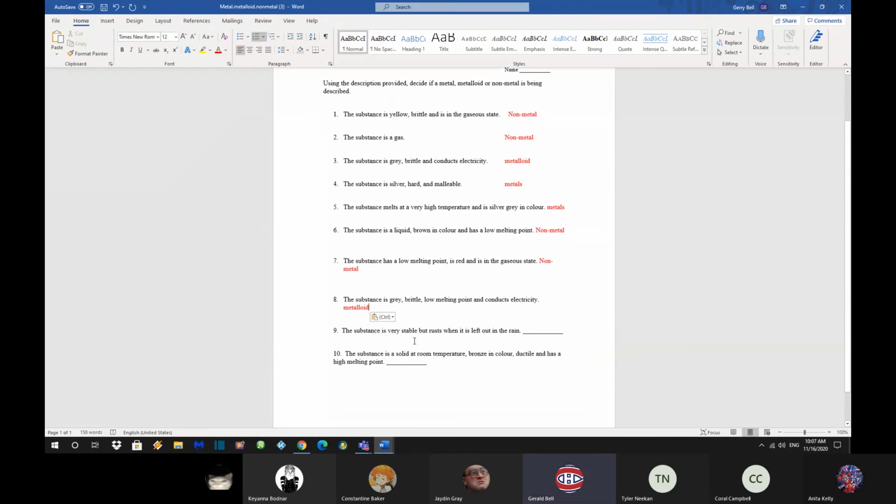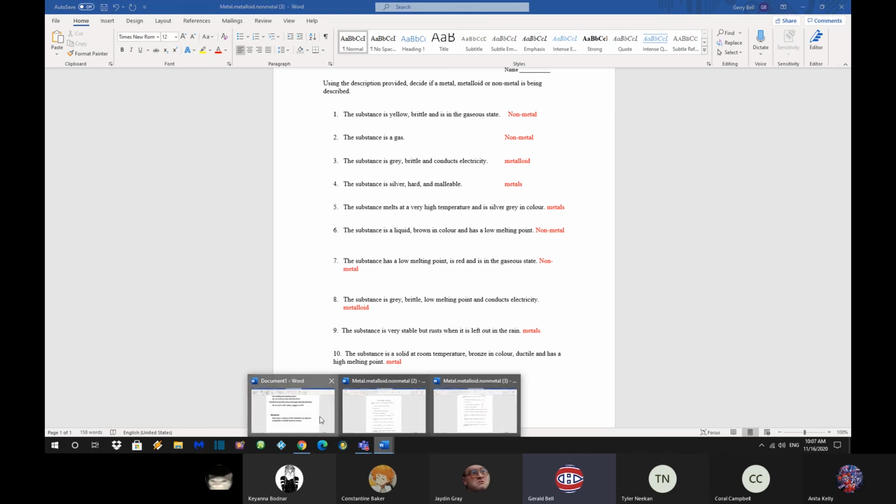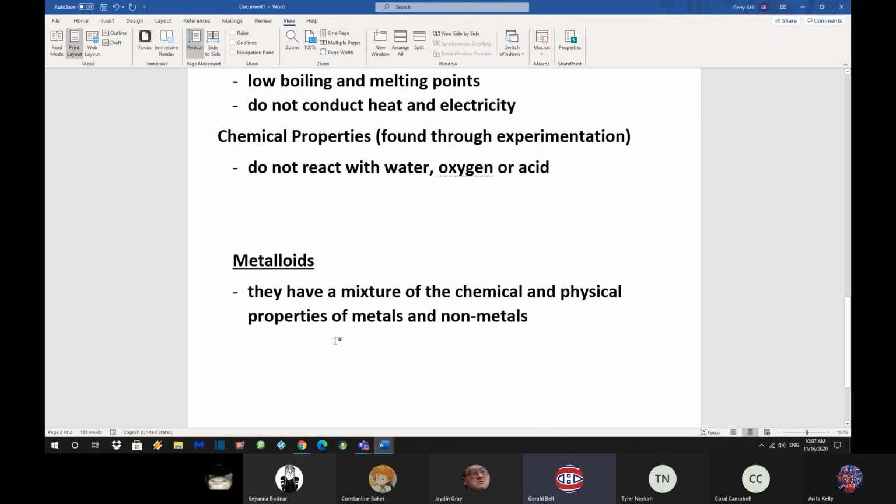The substance is very stable, but rusts when it's left out in the rain. Oh, it sounds like a metal to me if it's stable. And the substance is a solid at room temperature, so solid, bronze in color, ductile, and has a high melting point. That's talking about a metal. Okay, so there we go. There's the 10. Like I said, I think we should go back to our note and perhaps put in the ductile and malleable ones. Those are sort of typical words that are often used to describe metals.